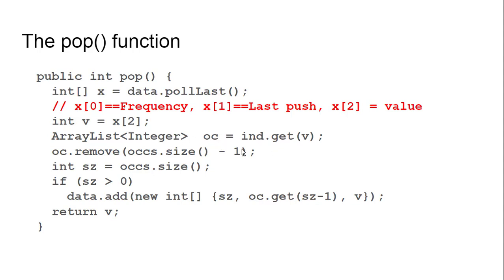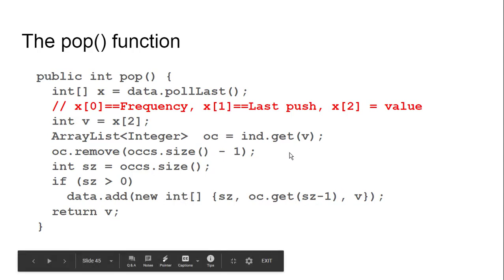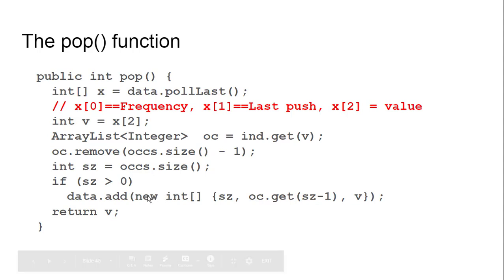So we get the corresponding array list, and then we remove the last element in the array list. After that, we check whether there's more than 0 added times. If there is, we add that into this ordered set, so that this can become a candidate for removal. The size is the size of this list after I remove that, and this is the time for the most recent addition. So that's the pop function.